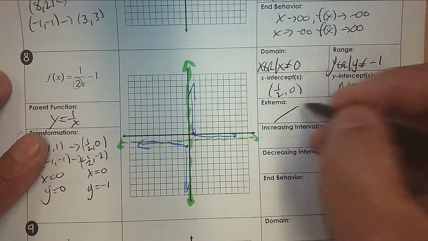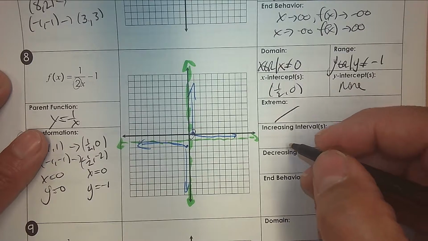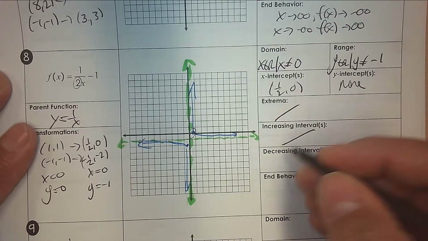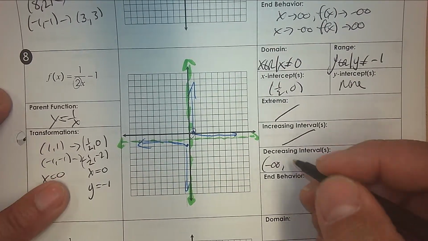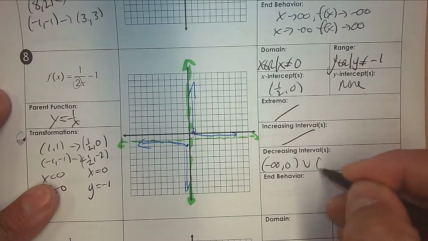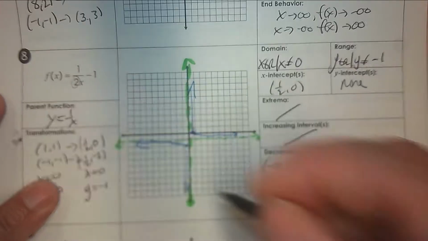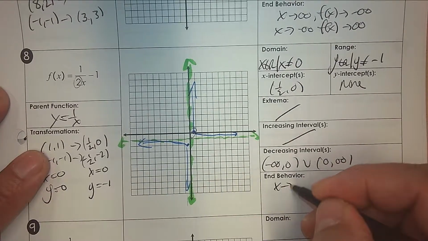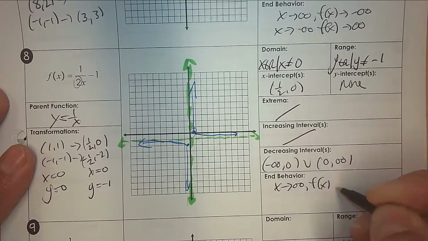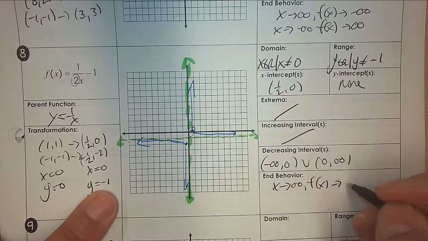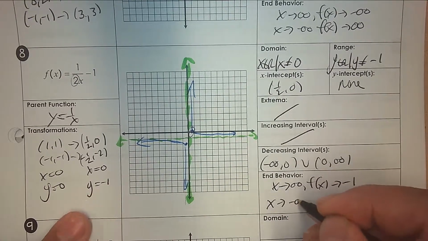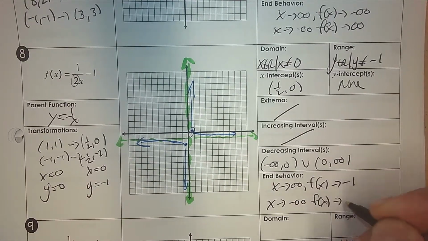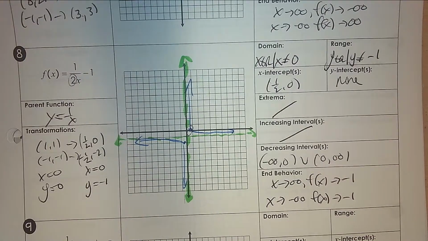No extreme points, increasing, down, down, nothing. So from -infinity all the way to 0, and from 0 to infinity, it is going down and then down, left to right. End behavior, as x approaches infinity, the function is going to approach the horizontal asymptote, which is -1. Same thing here. It's going to approach -1 from both ways. Number 9.